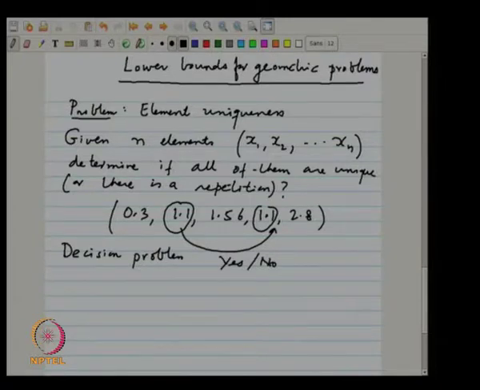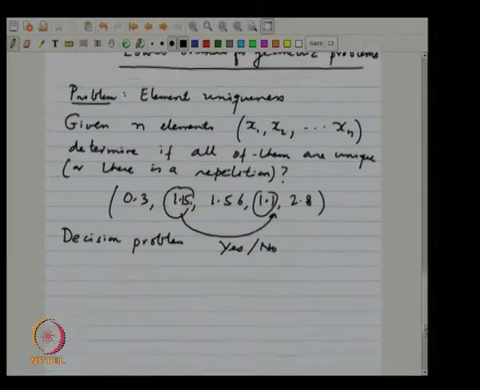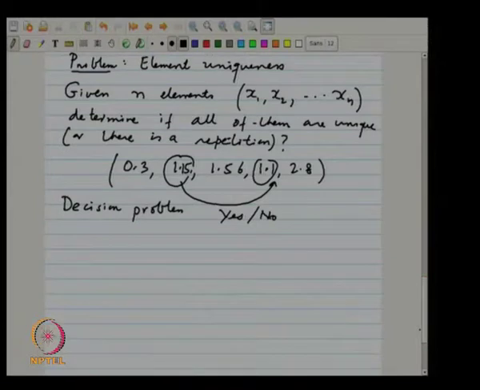It's not unique. On the other hand, if I change it to 1.15, then the answer is yes, all elements are unique. Of course, these elements can be drawn from all kinds of universe. Suppose the xi's are from this set, what would you do? What is the easiest way?